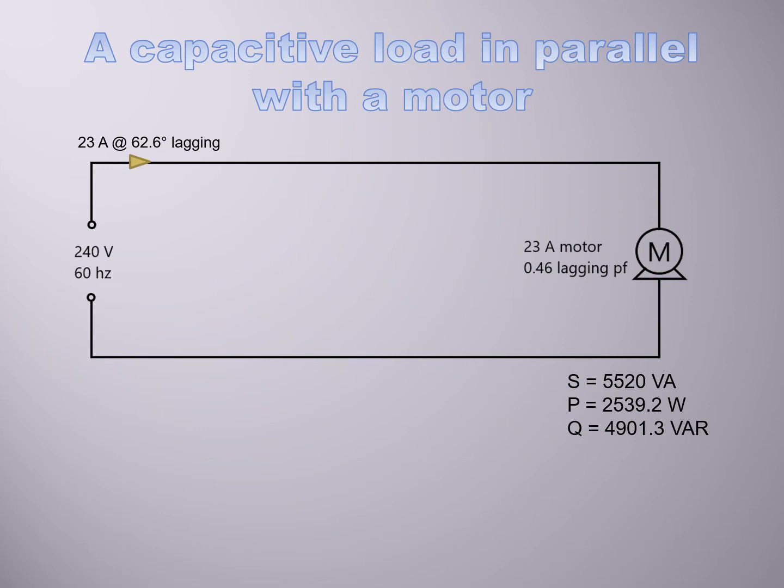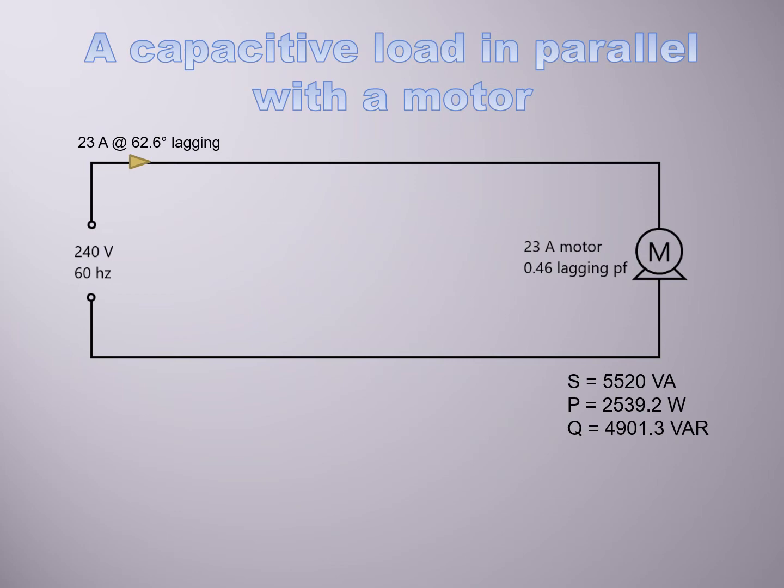If you look at the power values for the motor itself, you will see that it has a very high reactive power. This is what is creating that magnetic field. This also results in having a very high apparent power at 5.5 kVA.